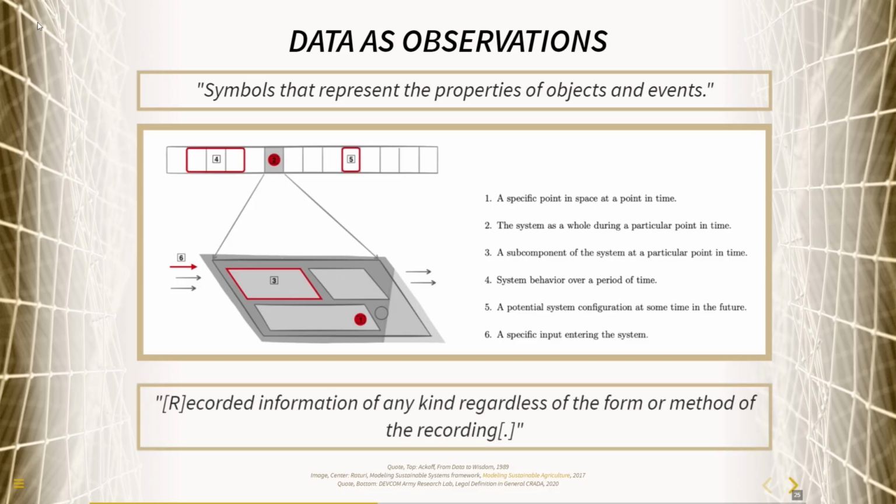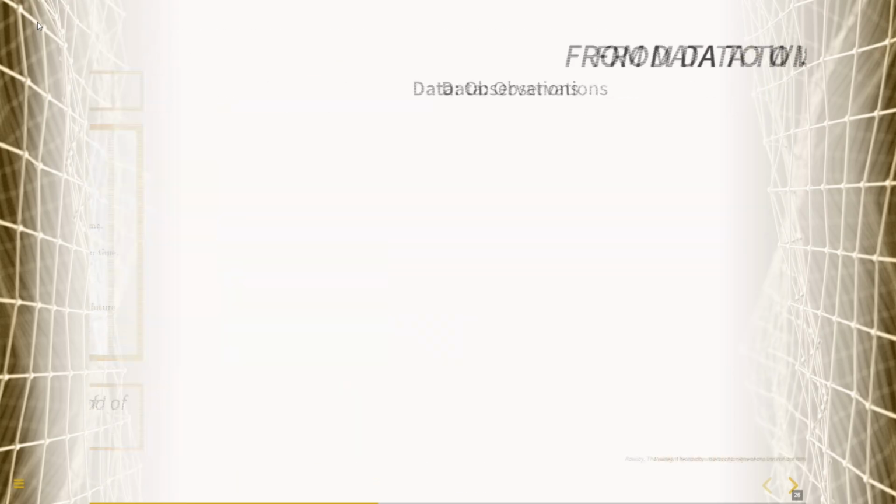I love this definition that actually comes from the Army Research Lab because they really talk about this idea of the varying forms that data can take, right? So data are, in effect, any recorded information, regardless of the form or method of the recording. That means that we're actually including everything from images and text to even audio recordings, even observations that we make about the world around us.